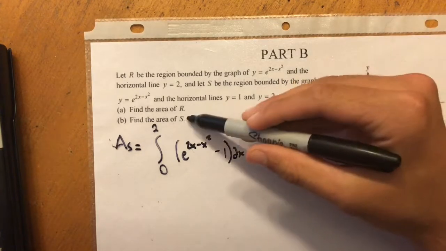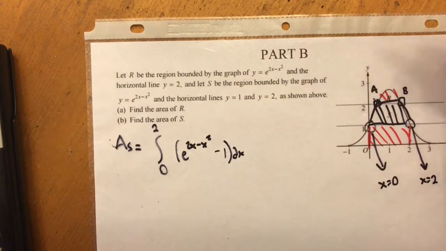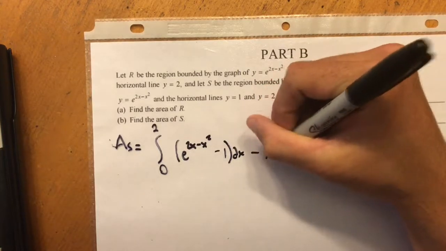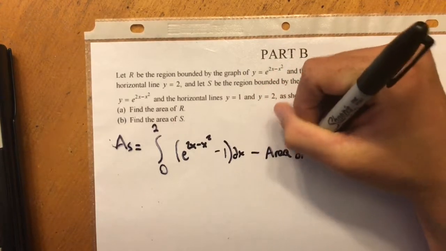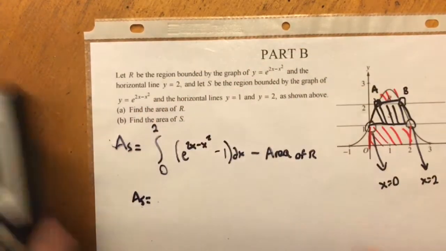So in order to find the area of S, which is stated for part B of this FRQ, we need to subtract the area of R. So we're just left with the area of S. So right now, we'll start by taking the integral as written above, just as it's written.